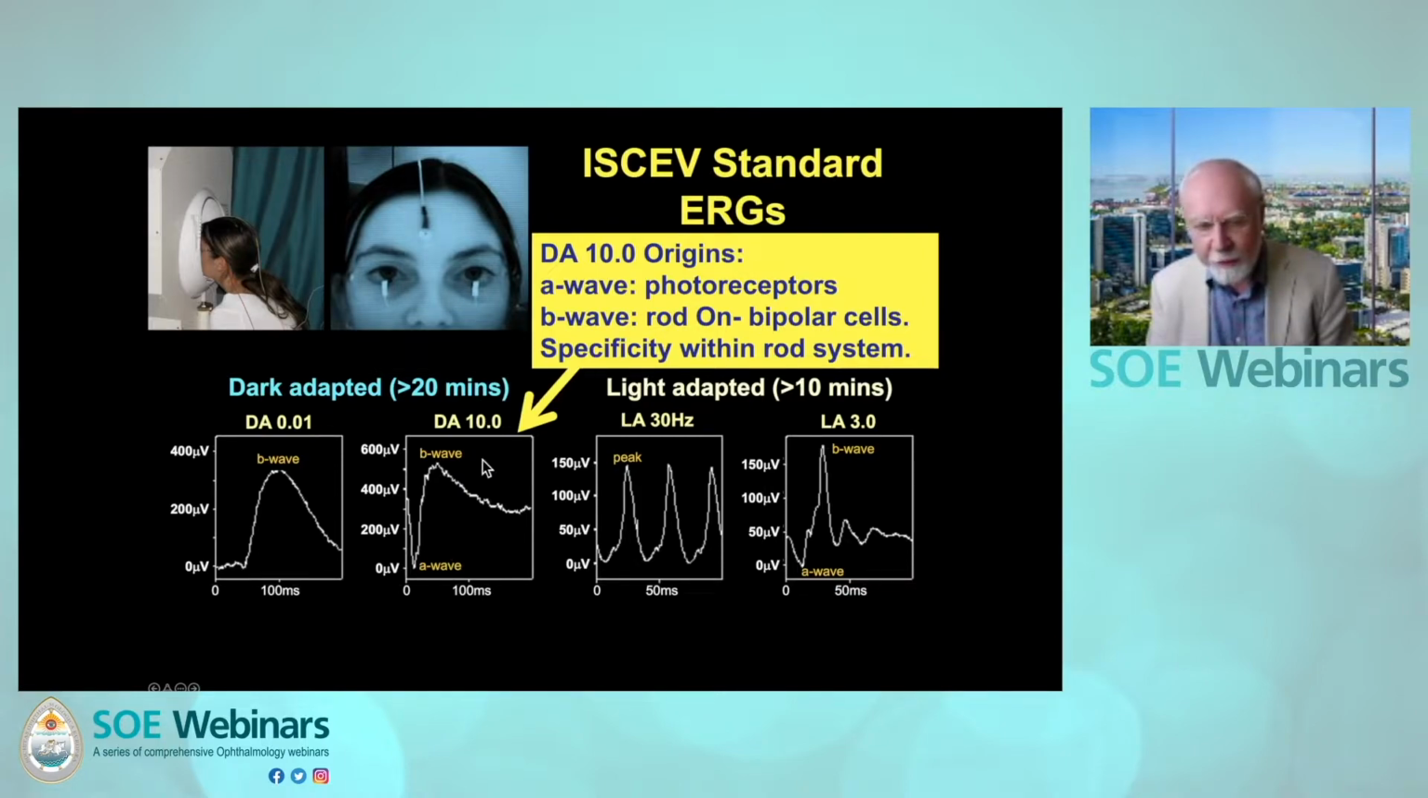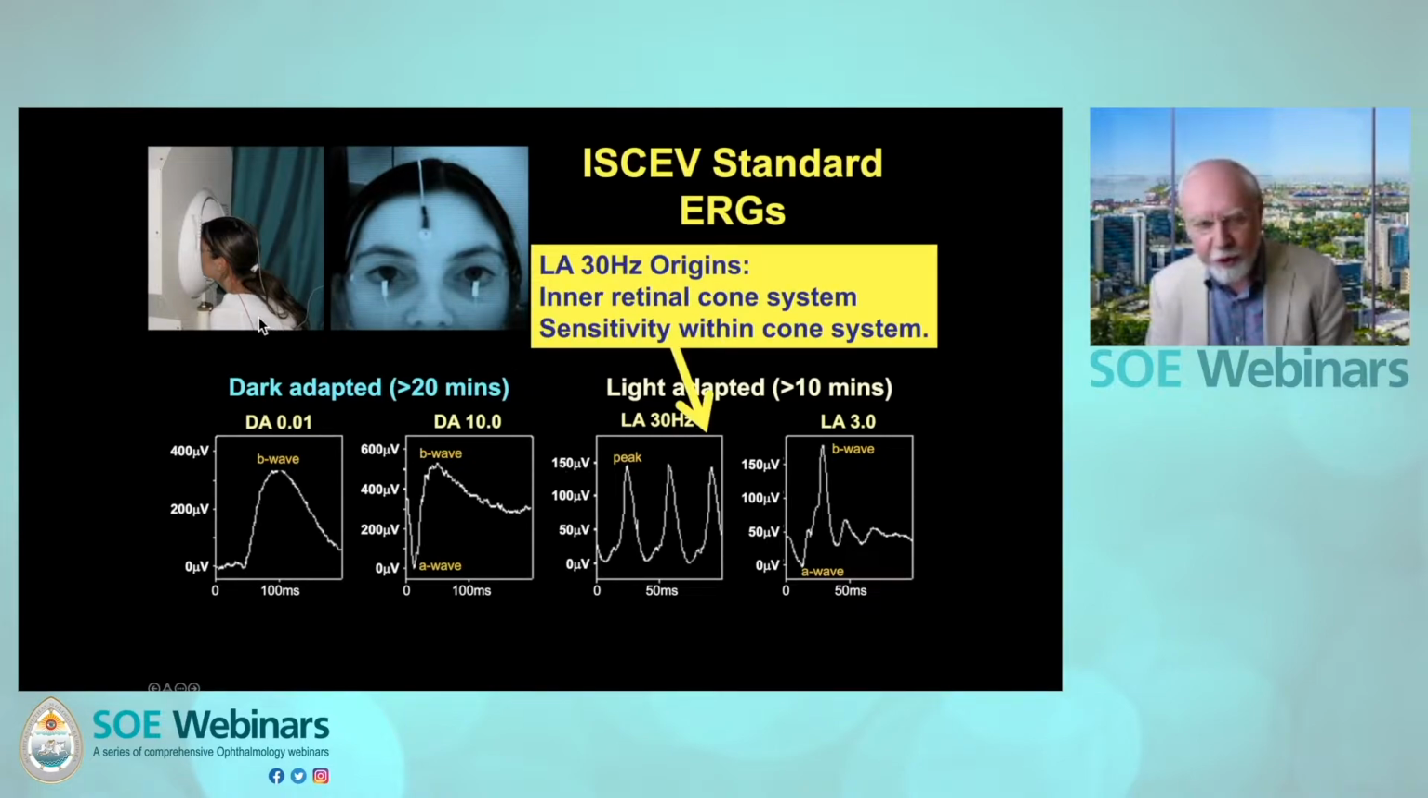So this gives specificity between photoreceptors and inner nuclear layer disease. We then light adapt the patient by turning on the light at the background bowl. That provides a rod suppressing background, and we then flash a light at 30 times a second. The rods can't respond, so this is a cone-driven response giving sensitivity.